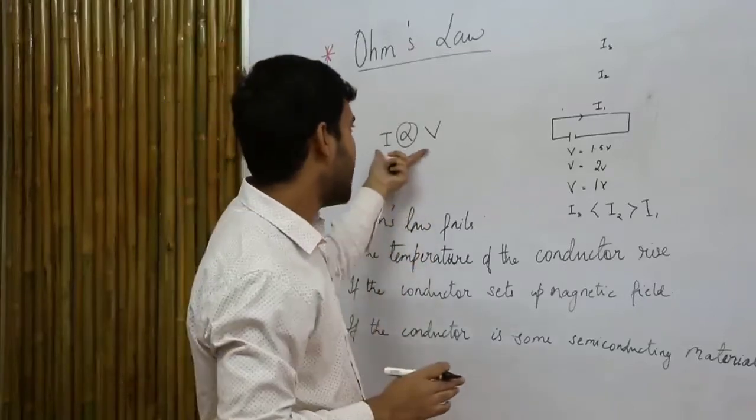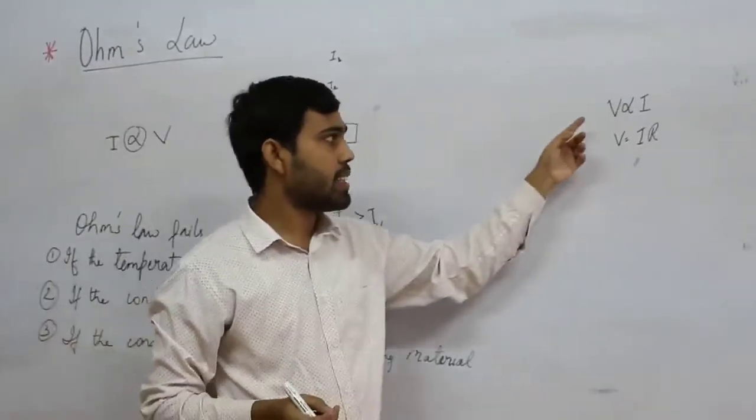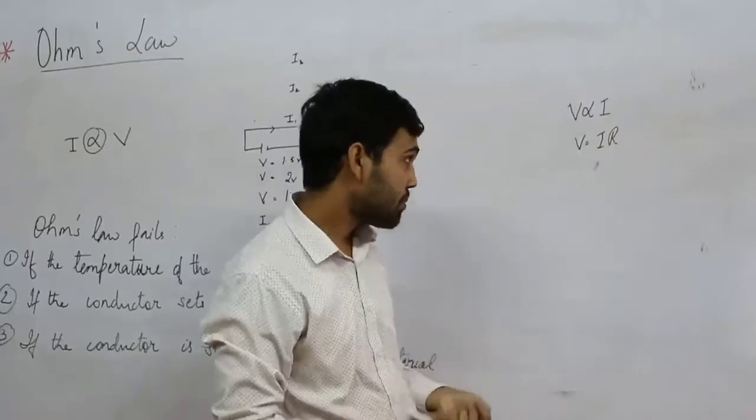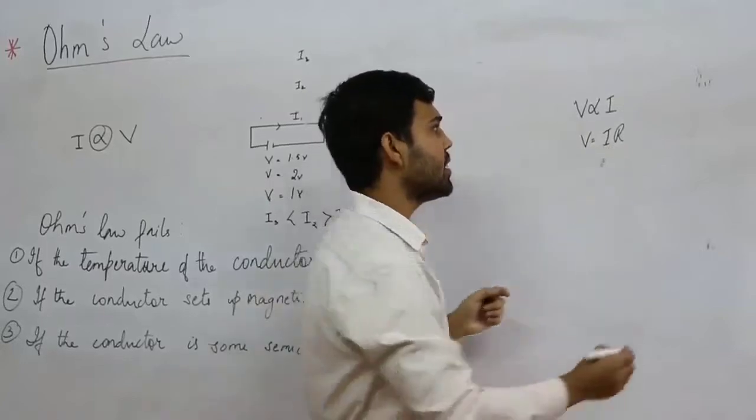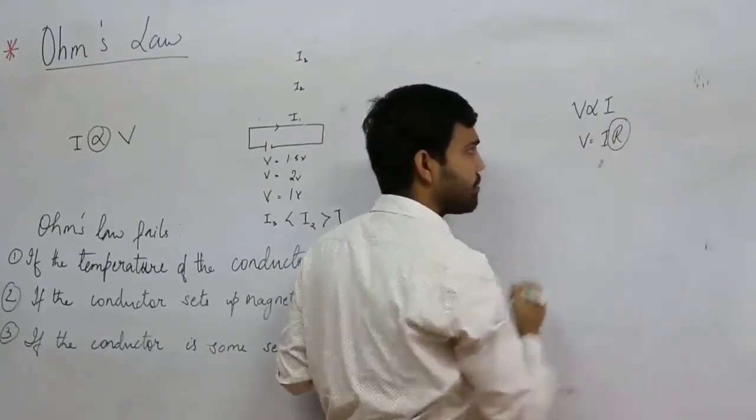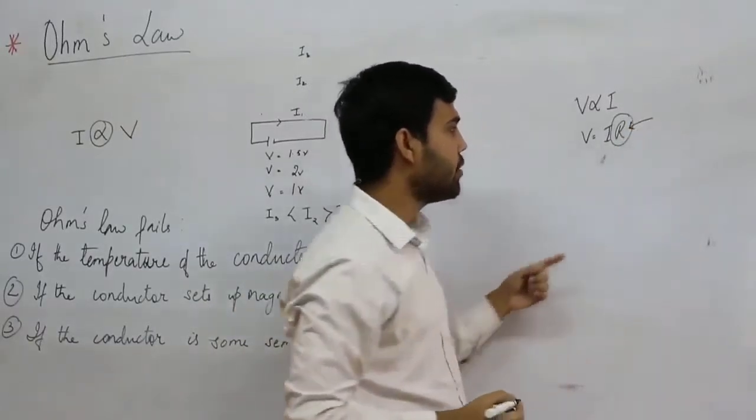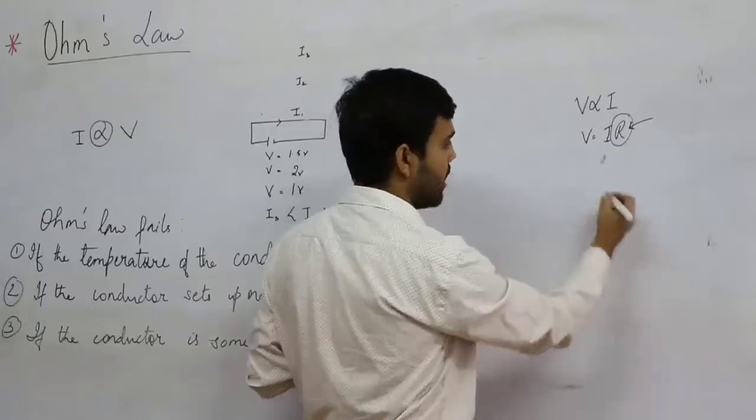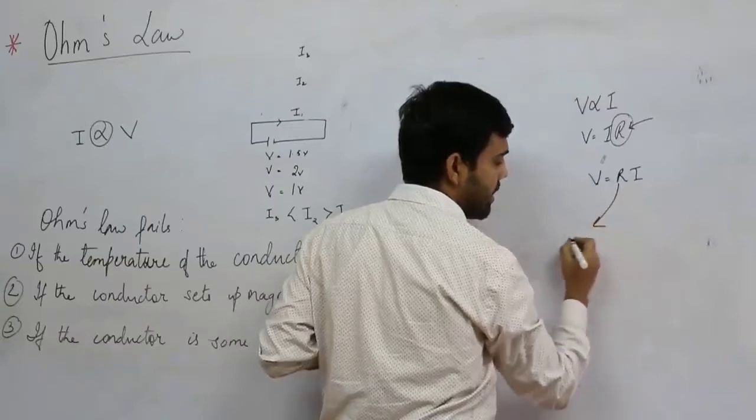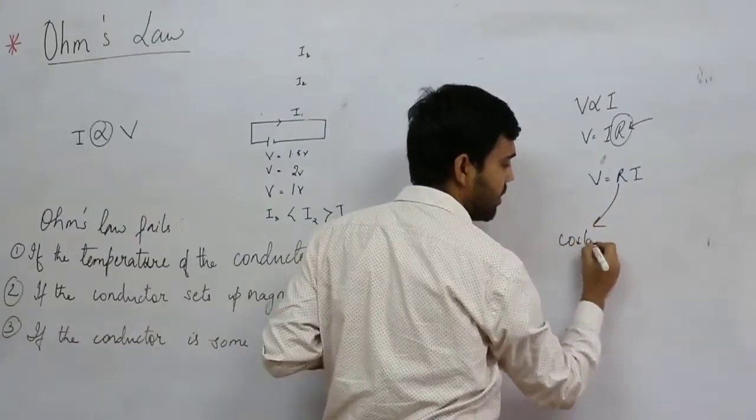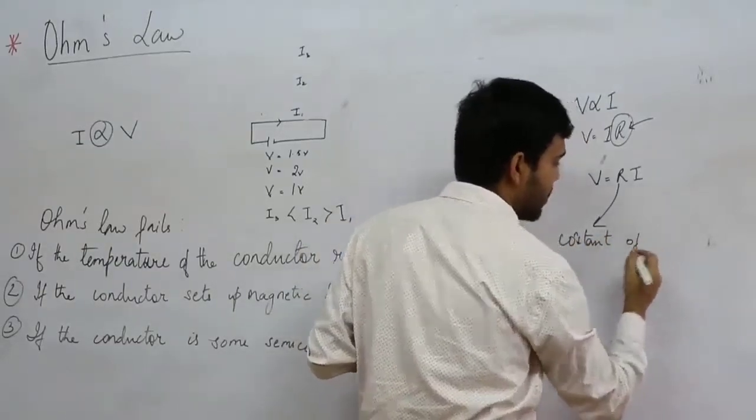Now, here I have the condition that I is directly proportional to V. I can also write this as V is directly proportional to I. This is my Ohm's law. When I remove the proportionality sign, I need to introduce a constant of proportionality. So I am introducing this constant of proportionality, denoted by R. So I have V is equal to IR. I can also write this as V is equal to RI. This R is a constant of proportionality, and it is known as resistance.